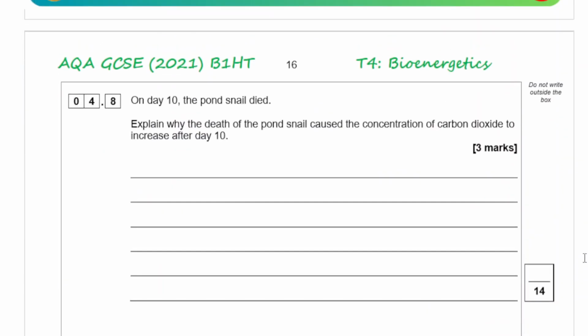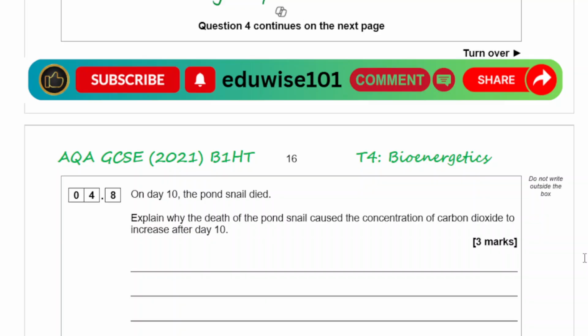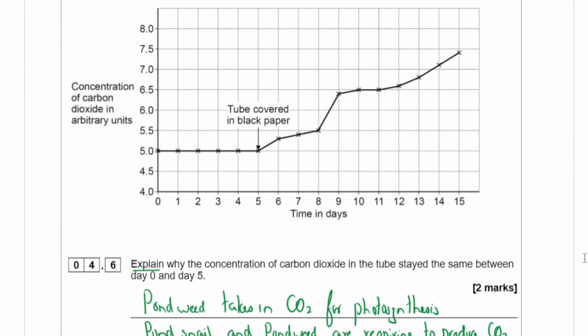On day 10, the snail died. Explain why the death of the pond snail caused the concentration of carbon dioxide to increase after day 10. So on day 10, when the snail died, the level of carbon dioxide remained the same for a while and then shot up again. That's mainly because of bacteria respiring on the dead snail. So there's a large increase in bacteria.